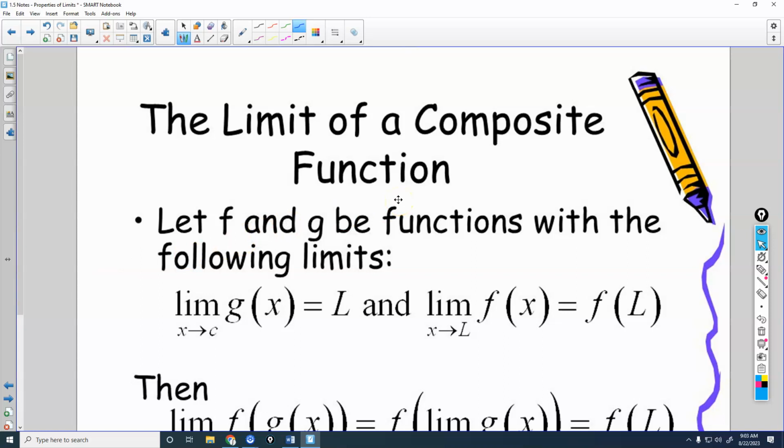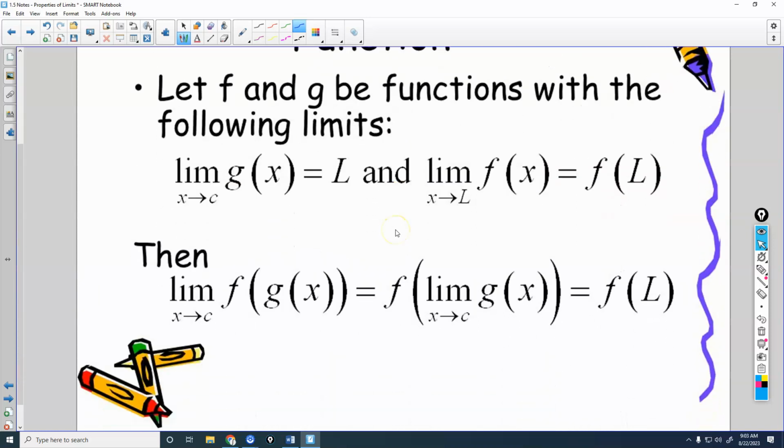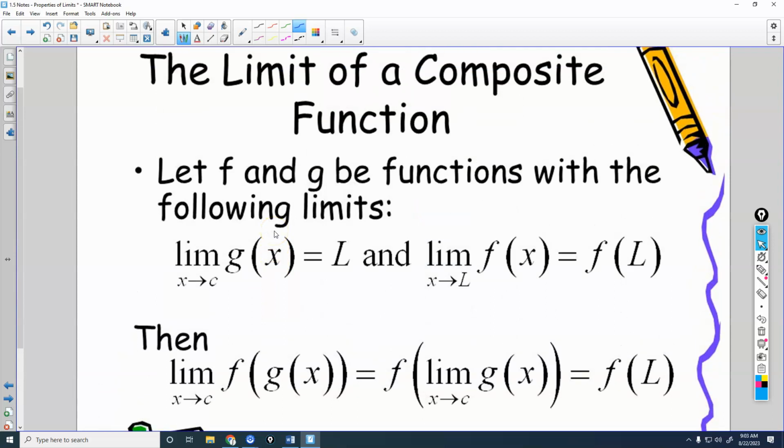The limit of composite functions is different and a little more complicated, particularly when they give us some graphs. It's going to get a little crazy on some of the graphs. F and G are functions with the following limits: the limit of G of X equals capital L, and the limit as X approaches capital L of F of X equals F of L.